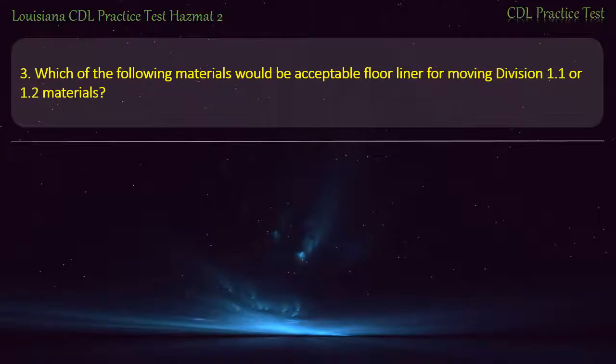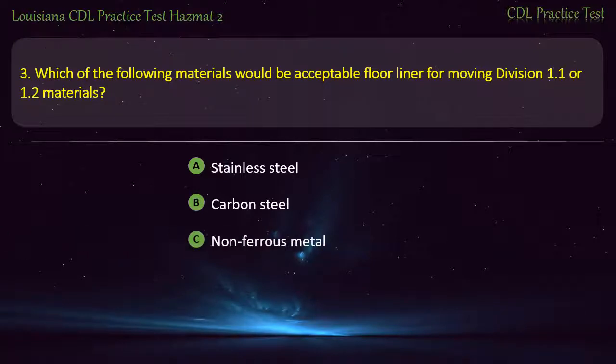Question 3. Which of the following materials would be acceptable floor liner for moving Division 1.1 or 1.2 materials? Stainless steel, carbon steel, non-ferrous metal. All of the above. Answer. Non-ferrous metal.